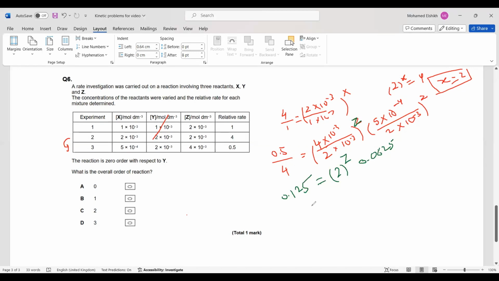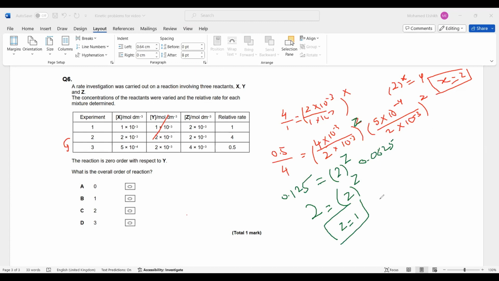Fine. 2 equals 2 raised to the power z, and therefore basically z equals 1. So we know that x equals 2 and z equals 1, and therefore the correct answer will be D. Okay, so I hope these two examples were interesting, and I hope that we answer more of these questions in the class. Thank you very much.